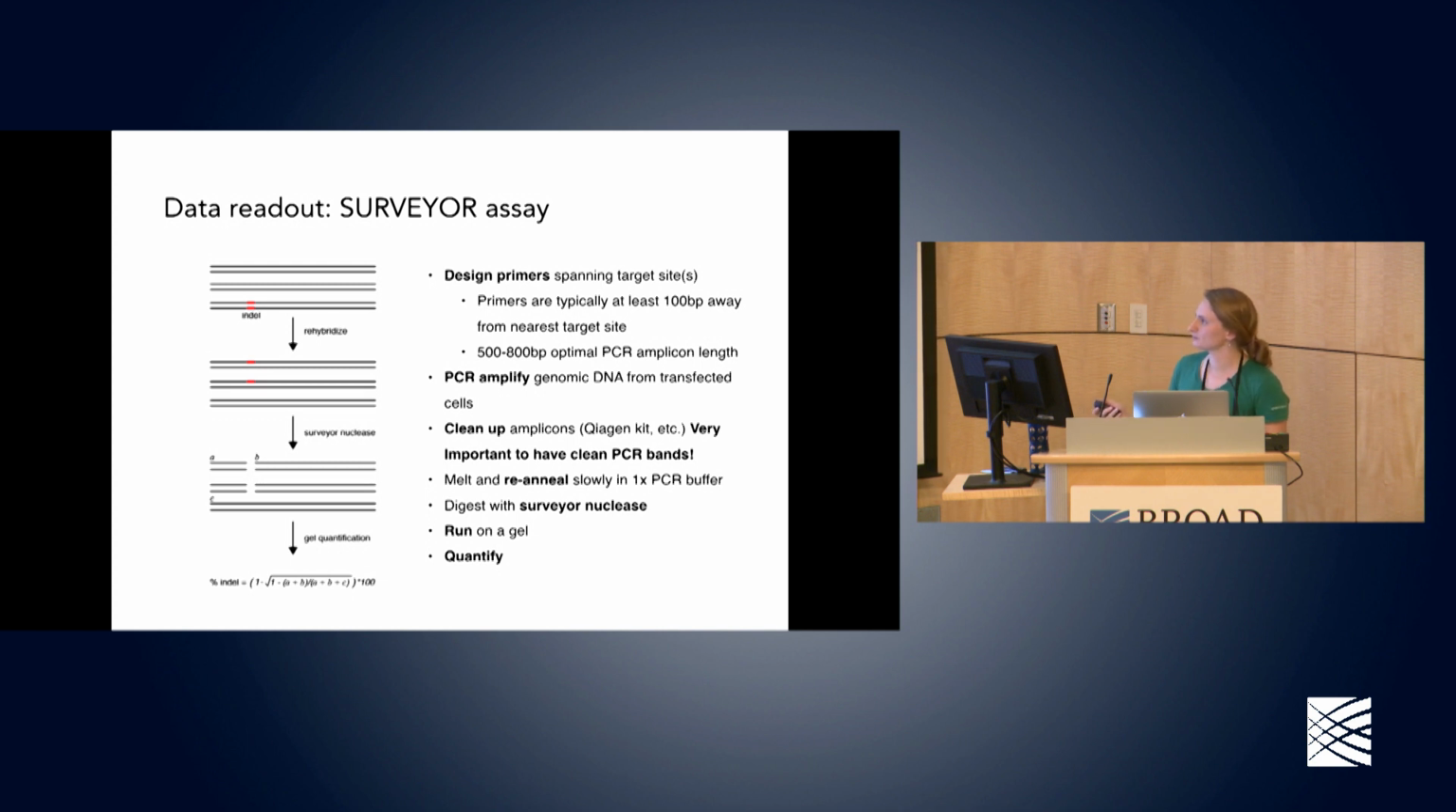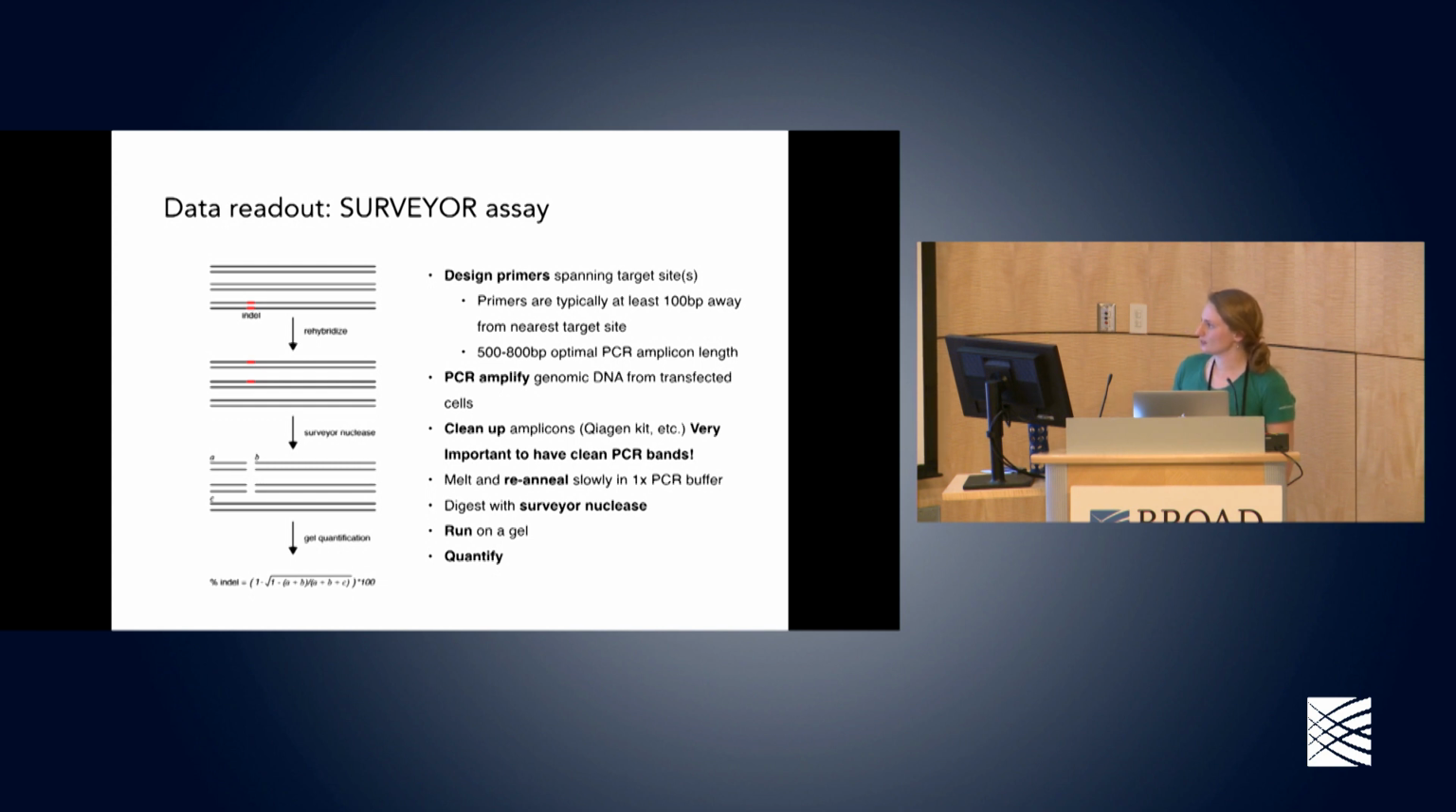To do Surveyor, you first need to design primers spanning the target sites. So if this is some of the pool of genomic DNA that you're working with, and there's an indel right here, you want to design primers so that there are about 500 to 800 base pairs of a PCR amplicon. You then want to amplify this genomic DNA. One of the key things about doing a Surveyor protocol is to have a very clean amplicon, because any smears can alter your analysis.